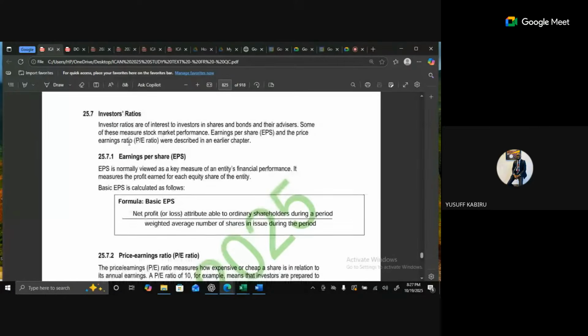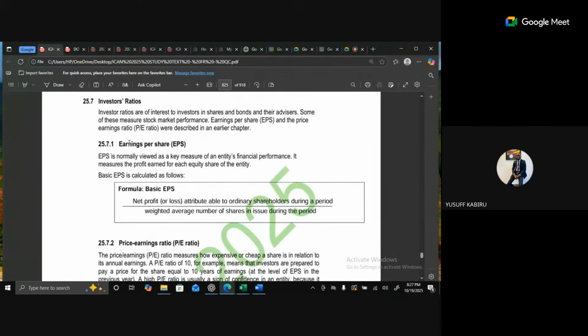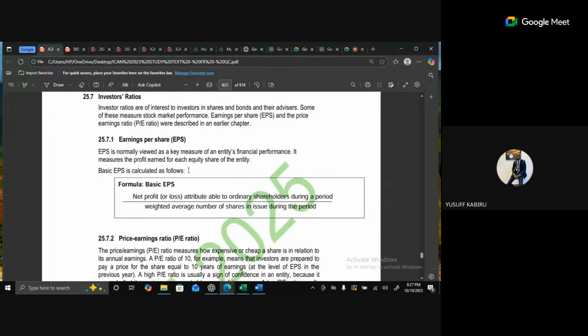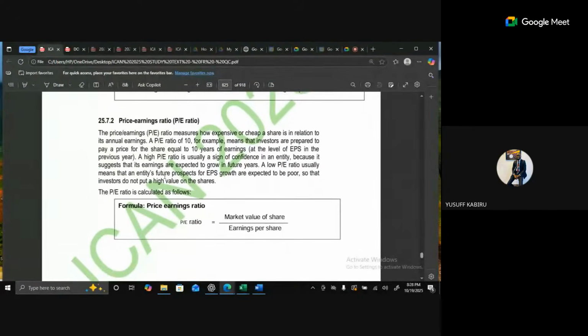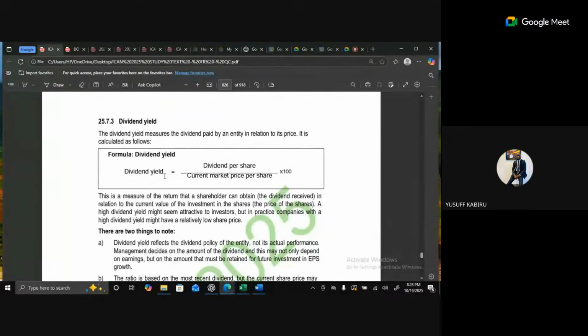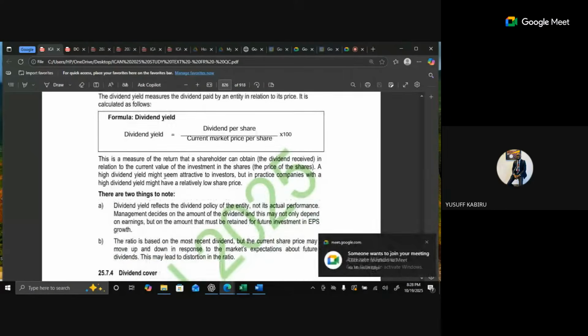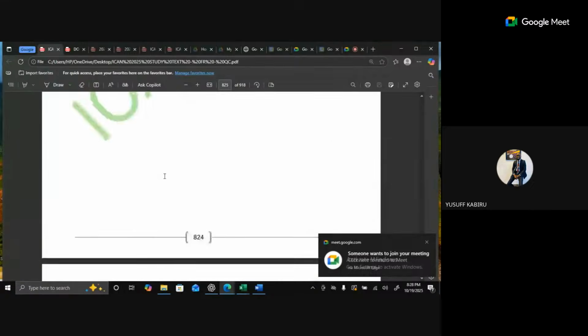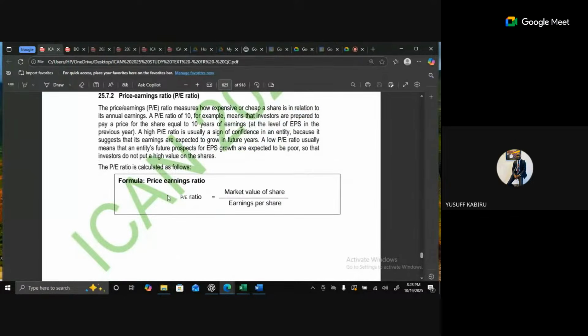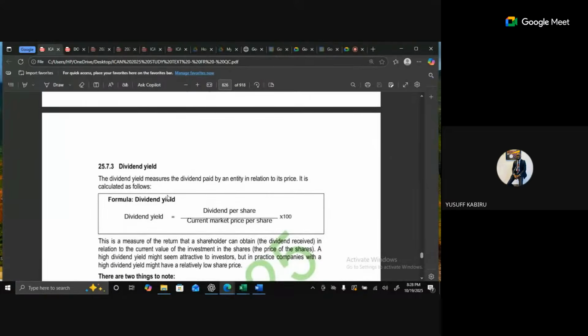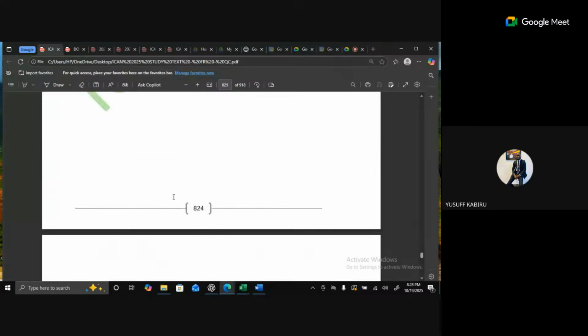So these are investors ratios. Investors ratios are of interest to investors, just as I explained earlier. Those that want to invest would want to check what the earning per share is, what the price earning ratio is, and what the dividend yield ratio is. Those are the basic ratios that investors want to know, especially earning per share, price earning ratio, and dividend yield. These three key ones are the ones they want to look at.